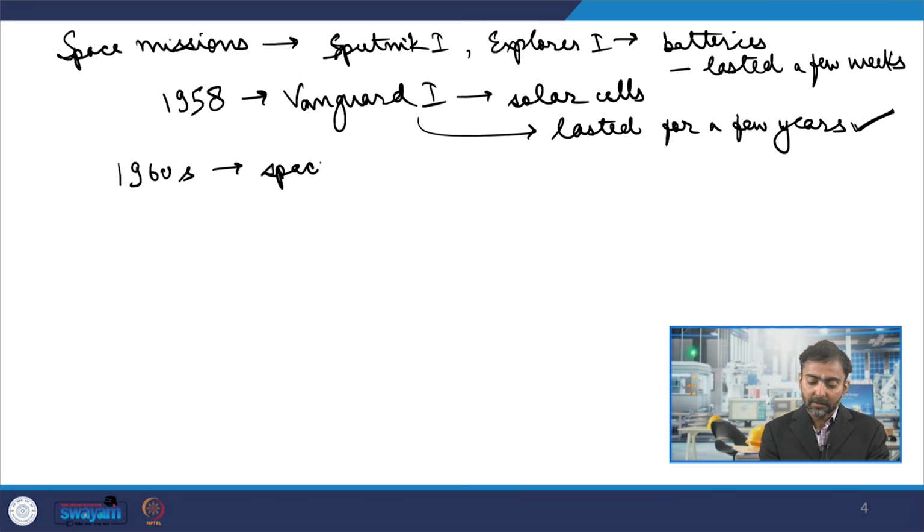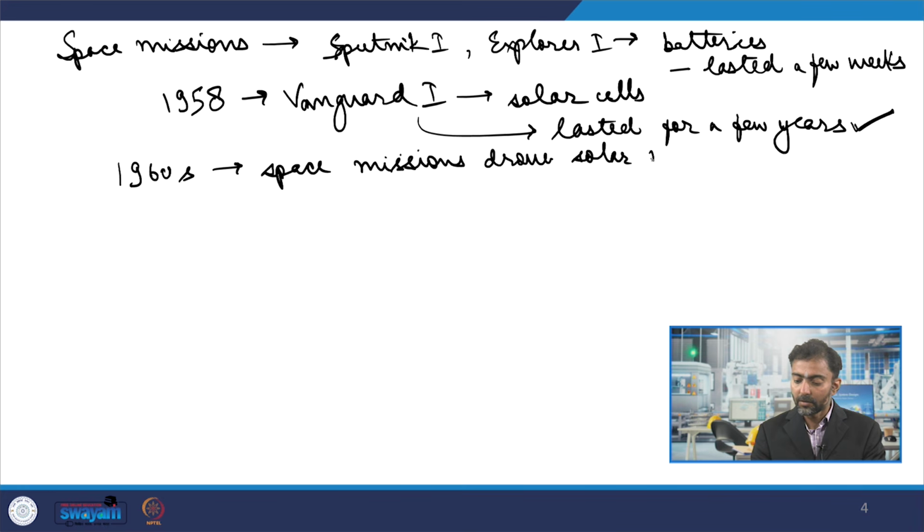So the space missions drove the solar PV growth. That was the 1960s, and things were going fine. Different satellites were being mounted with solar panels, solar cells, and they were being launched.